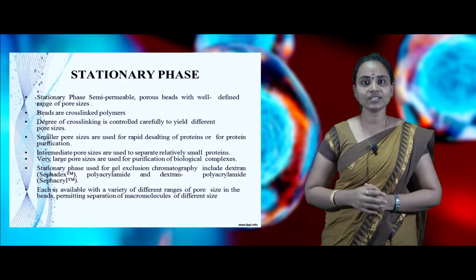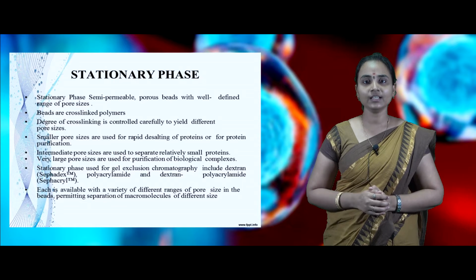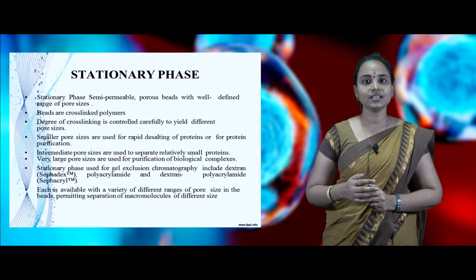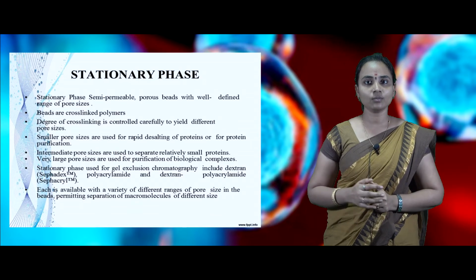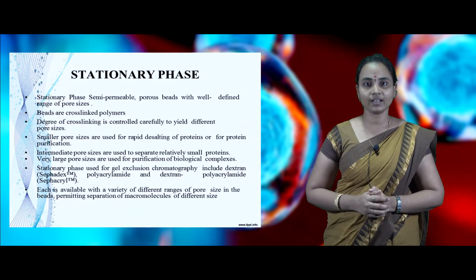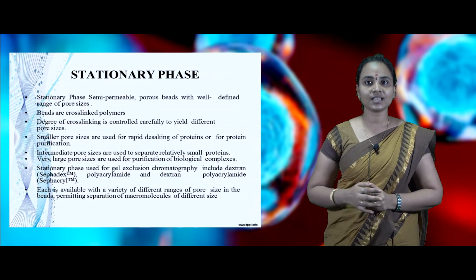Two different types of stationary phase are used commercially. That includes dextran, that is Sephadex, and also dextran polyacrylamide, which is Sephacryl. And these kinds of stationary phases are available in different size ranges for different types of protein separation.